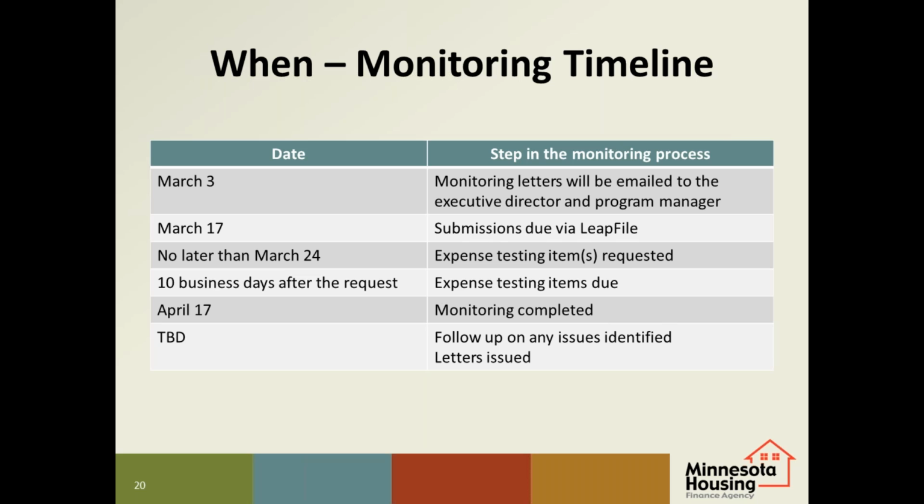And then, we hope to have the monitoring completed by mid to late April, and after that we'll be doing any follow-up on any issues that are identified, and we'll be issuing the letters. You will be submitting your monitoring documentation before we release the Homeownership Capacity application. That will be released on March 27th. So we'll be doing our reviews while you'll be working on your applications if you choose to submit your application for the next year of funding.